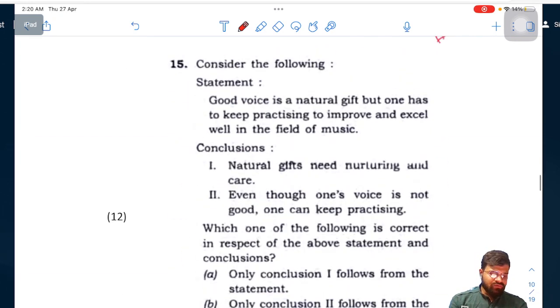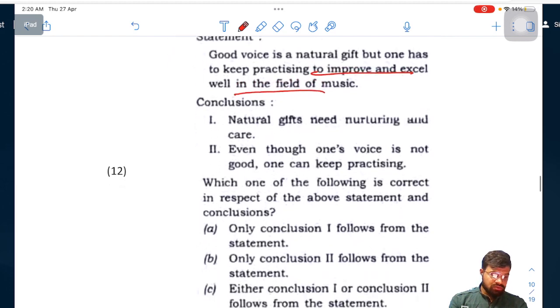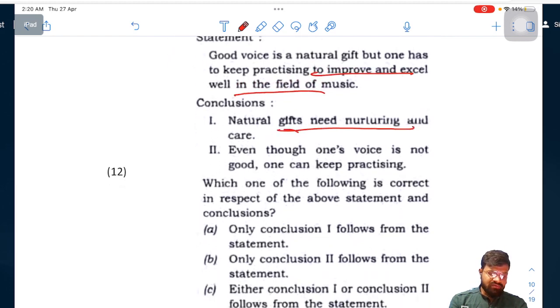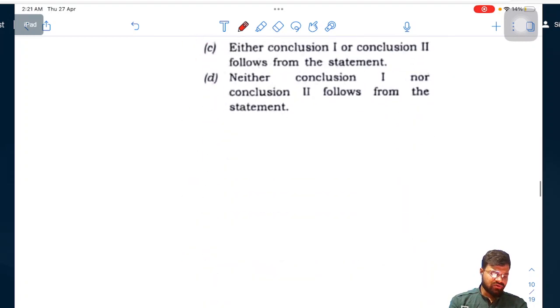Good voice is a natural gift, but one has to keep practicing to improve and excel in the field of music. Obviously, a natural gift needs nurturing and care. This is a passage and conclusion reasoning question, and this is what flows out of it. Even though one's voice is not good, one can keep practicing is nowhere mentioned in the passage, so only one conclusion will follow.